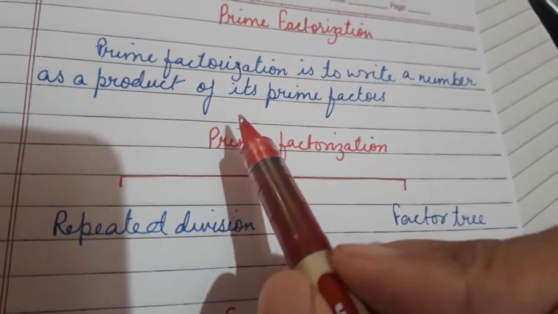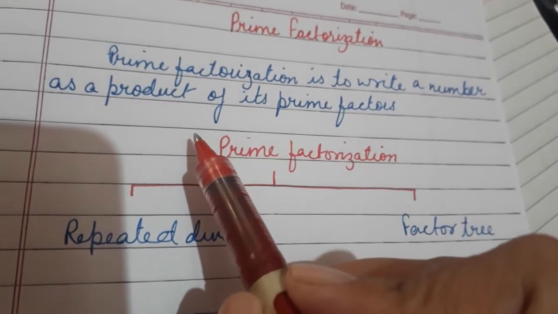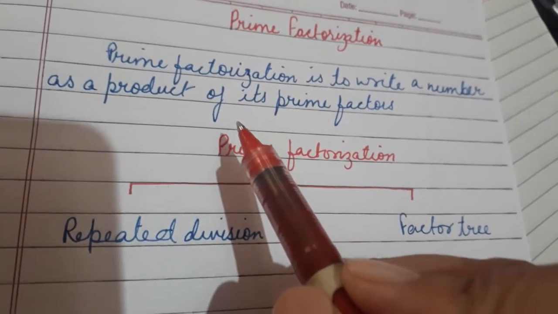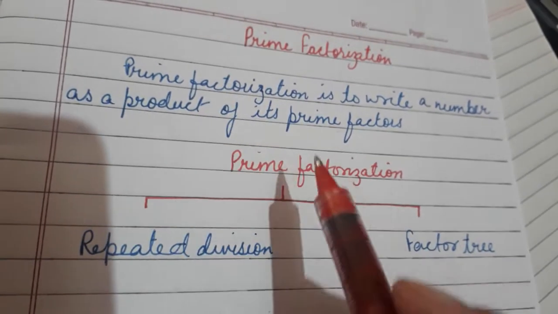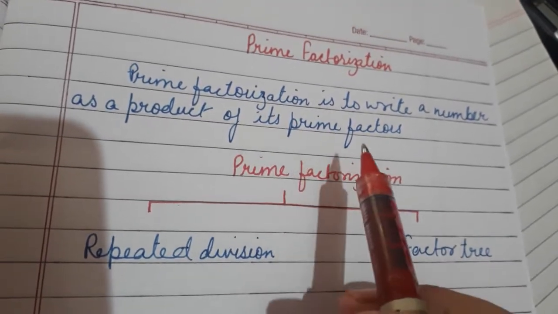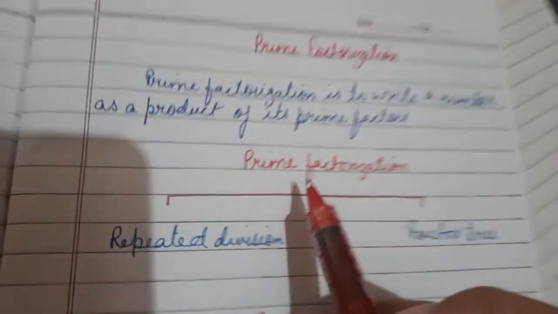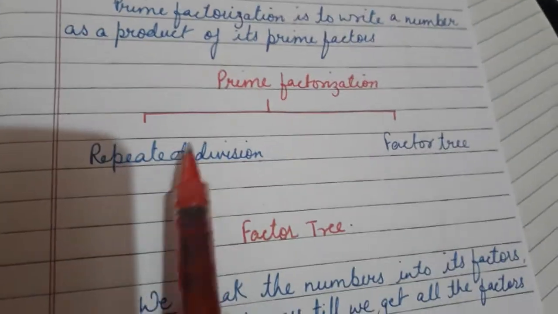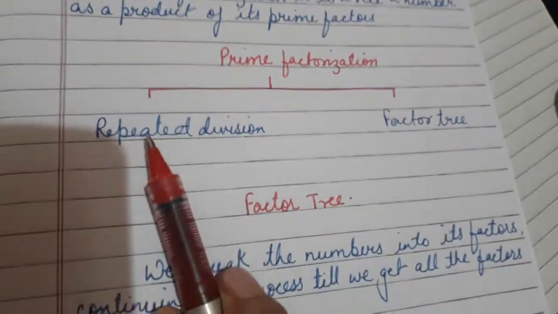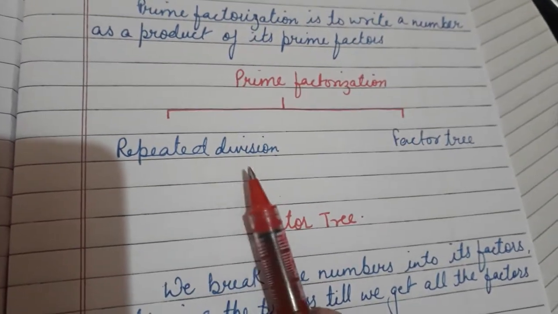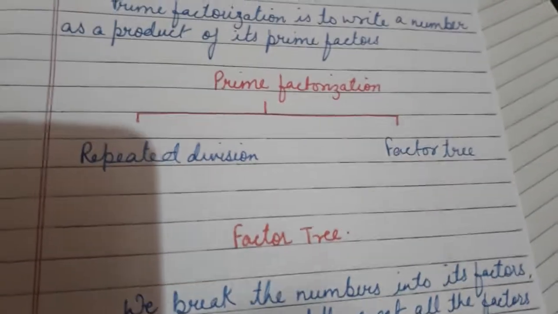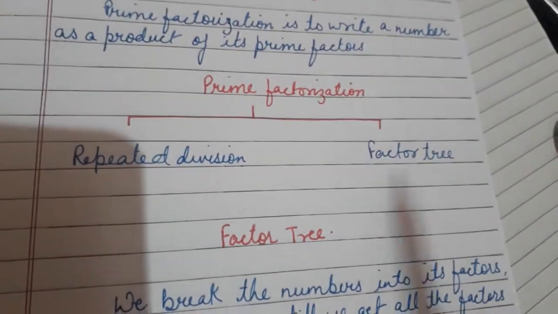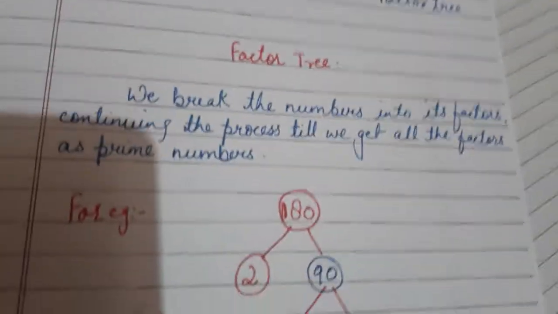So what you are going to do, we will leave 2 as it is, and we will divide 90 further till we get both the factors as prime numbers. How? We will do this by two methods. One is repeated division, that is LCM, least common multiple, that we will do later, but today we will be starting with the factor tree. Now children, what is a factor tree?